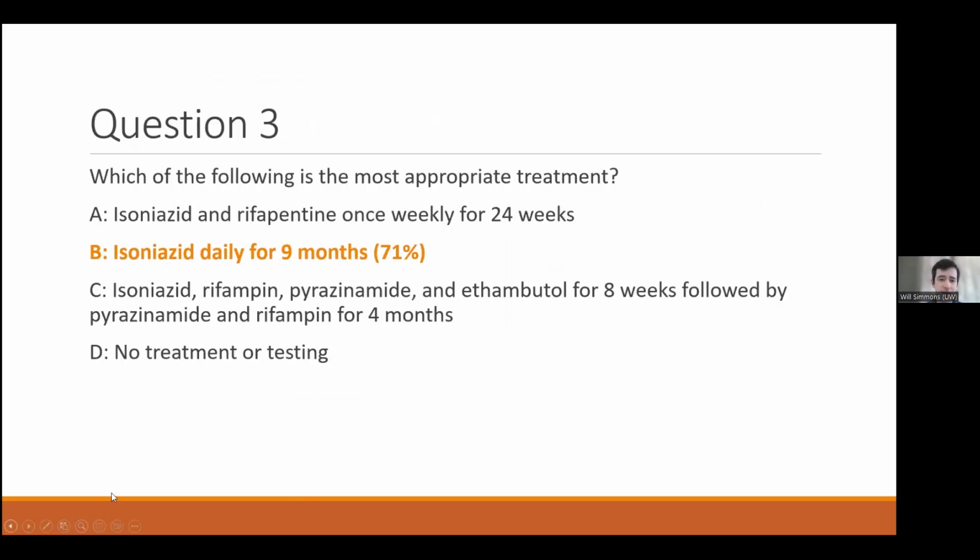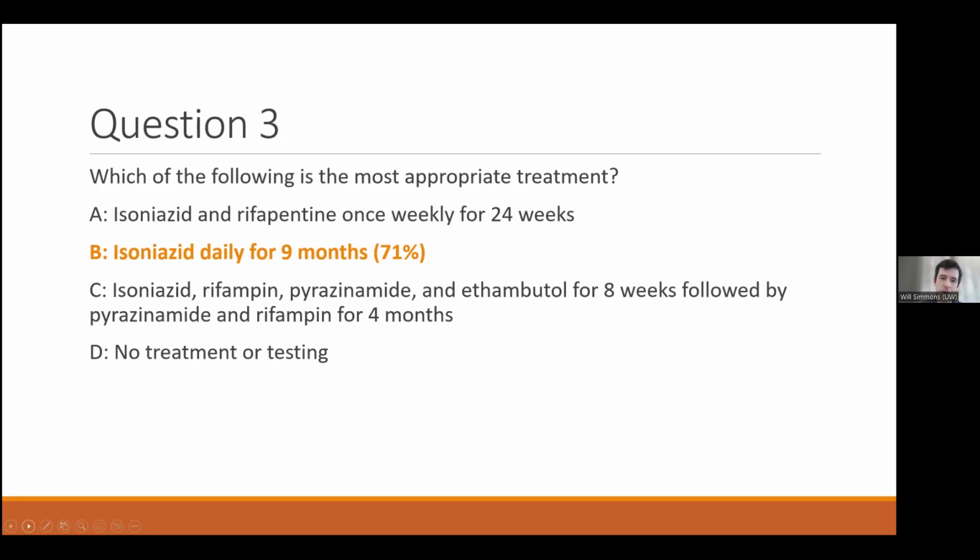That is nice as DOT for patients who can't keep track of pills. The third option is full dose treatment, which this patient does not need. And then no treatment or testing, not unreasonable, but probably not what you would choose on your boards.